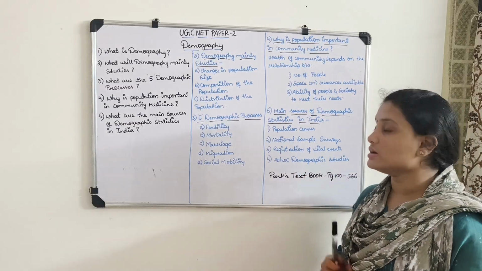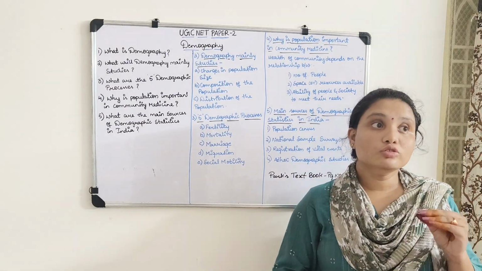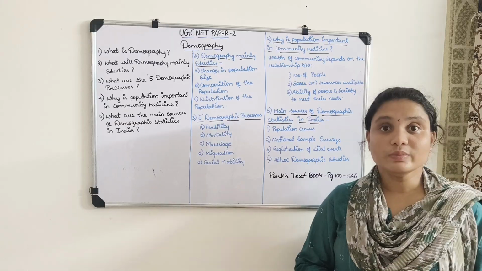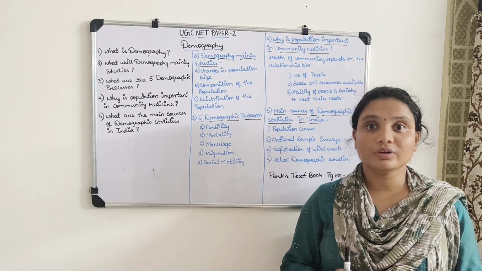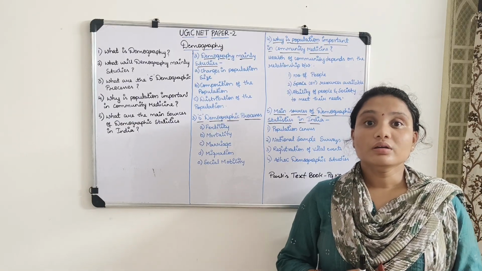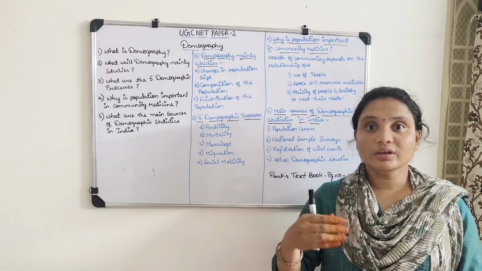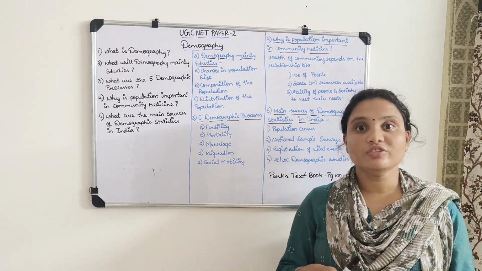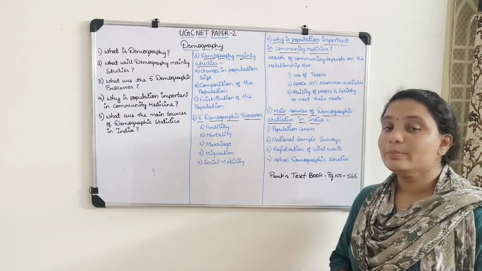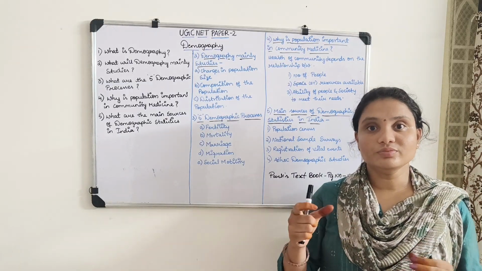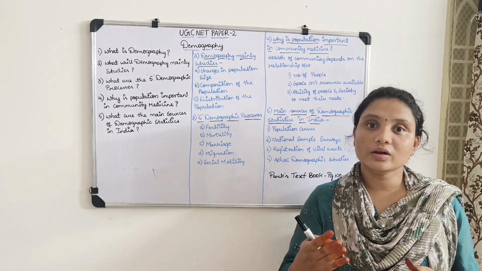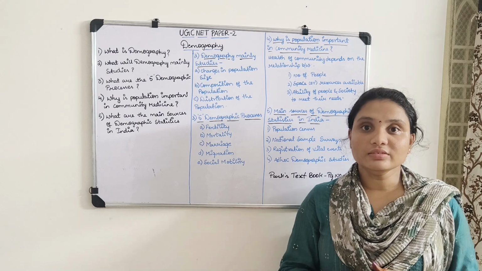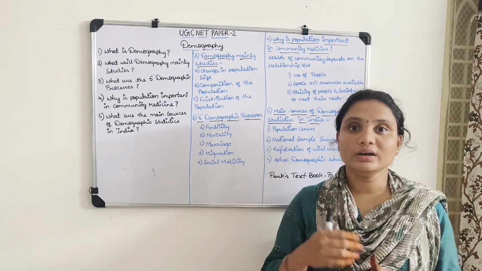Next, national sample surveys. National sample survey means in this method we collect the data from a selected group only. With that data we can understand the large population. For example, researchers collect the data from a selected group, and with that data only they analyze all the information and come to one conclusion.